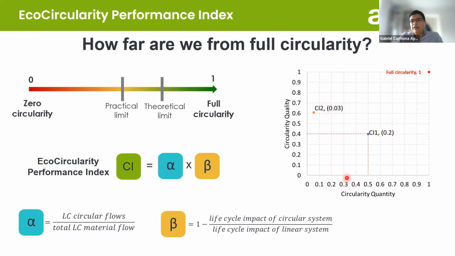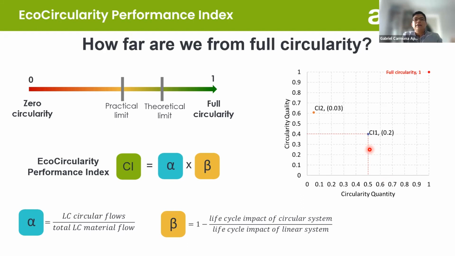So for example, here, if I have a system, where it's a product or a company or a region, with circularity quantity of 0.5 and circularity quality of 0.4, then I will have a circularity index of 0.2. And one key aspect of this index is that we will use a life cycle approach. We will be focusing more on a service approach too.